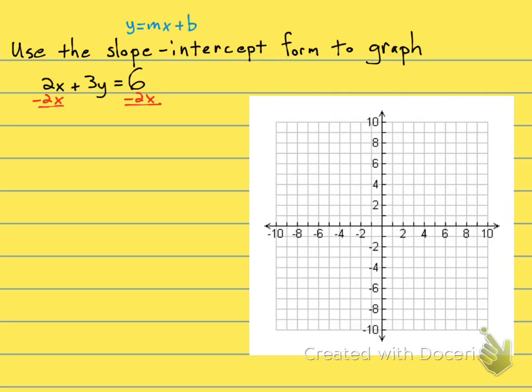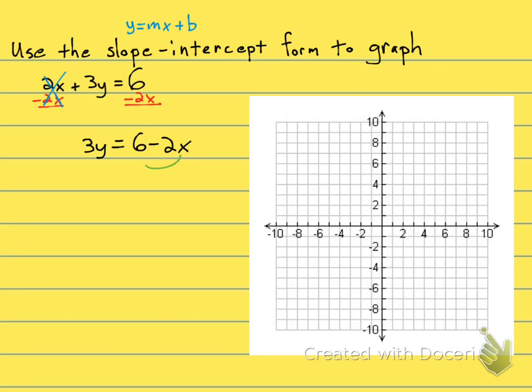Now on the left-hand side, 2x minus 2x is 0. So that term is gone. So I'm going to have 3y equals 6 minus 2x. And these two are not like terms, they don't combine. So I could just write it as 6 minus 2x.